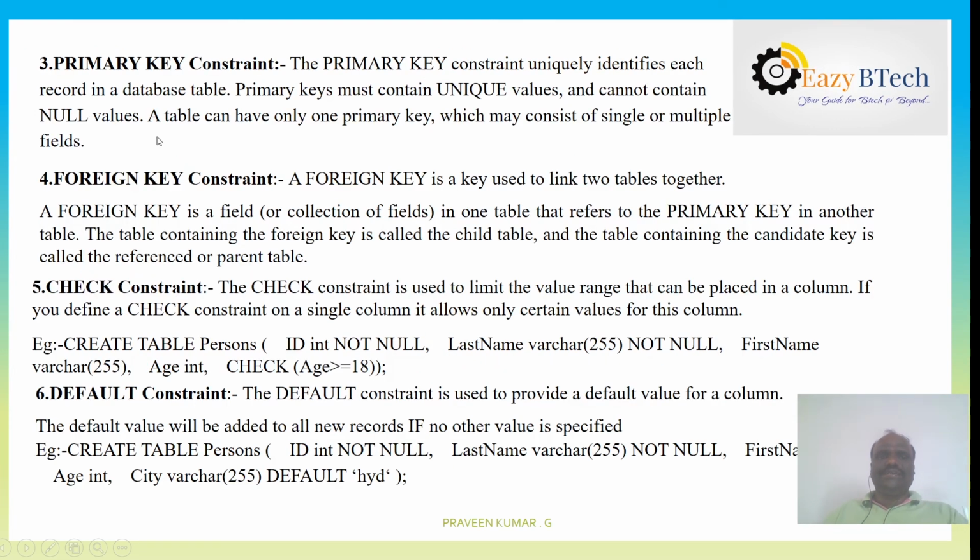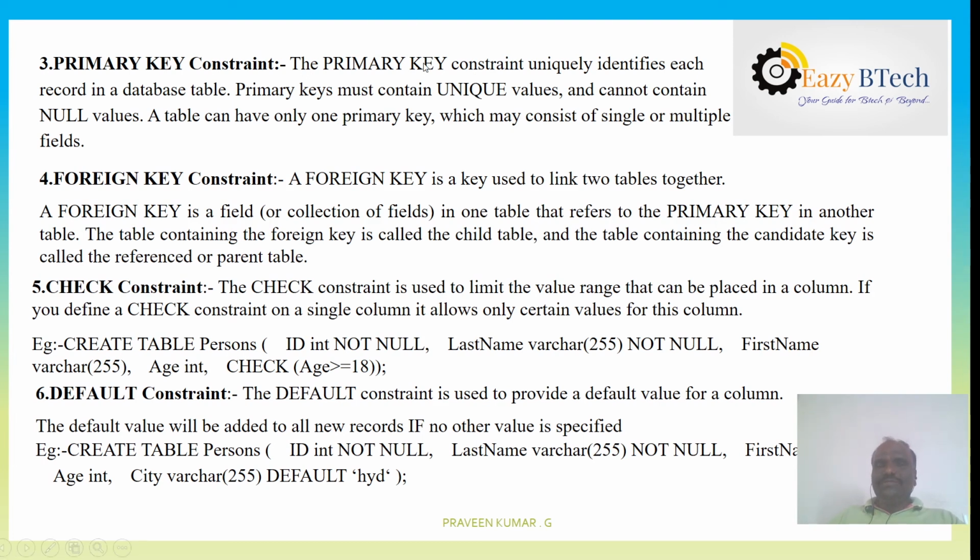Next, primary key. What is the primary key? Primary key is a key constraint. It identifies each and every record in a table. In a particular table, the primary key identifies a tuple. I think you already know what a tuple is. A tuple is nothing but a single row.